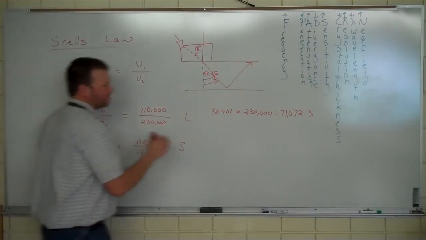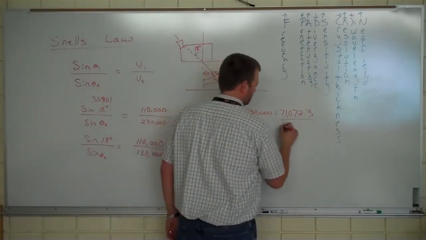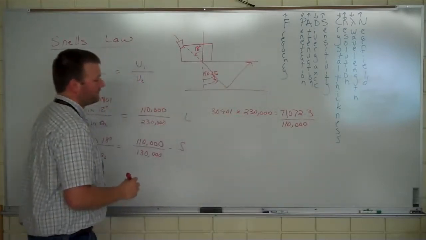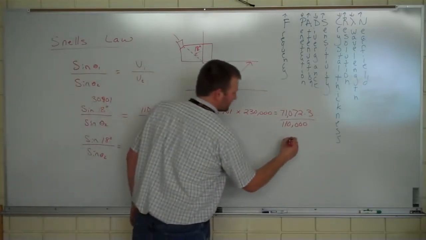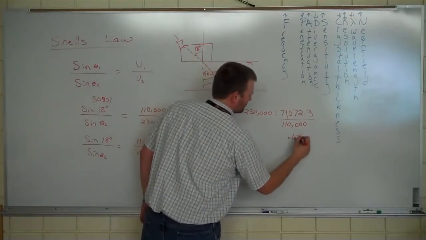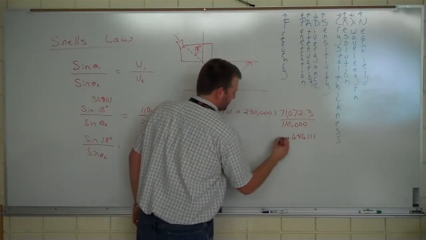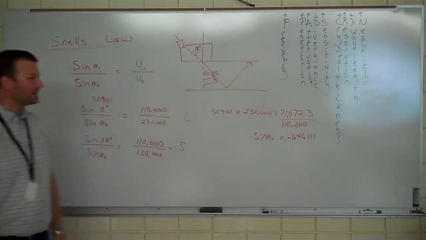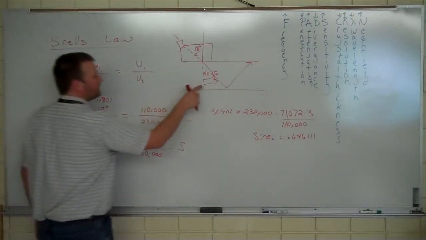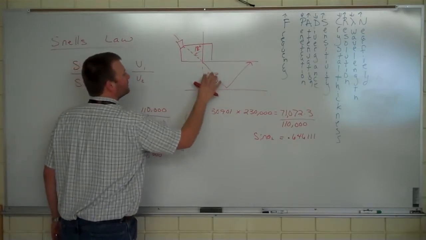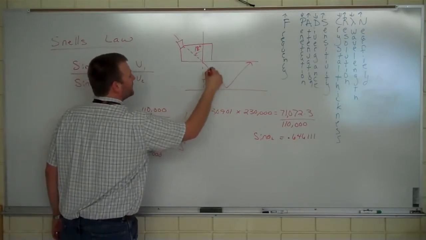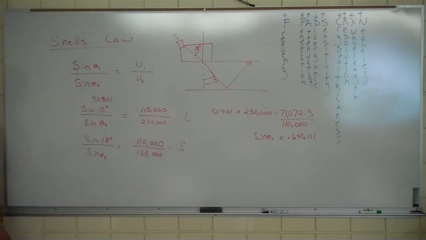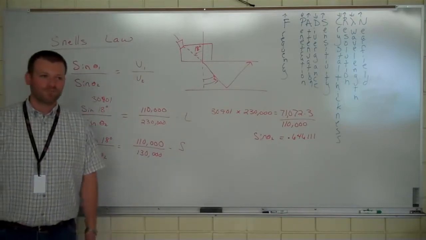Now we need to divide by 110,000. That's going to equal 0.646111. All right, so the sine of angle 2 is 0.646111. So the sine of this angle right here, we already have 40.25. Let's make sure that's correct. The sine of our angle is 0.646. Everybody's there, right? You guys are all good?